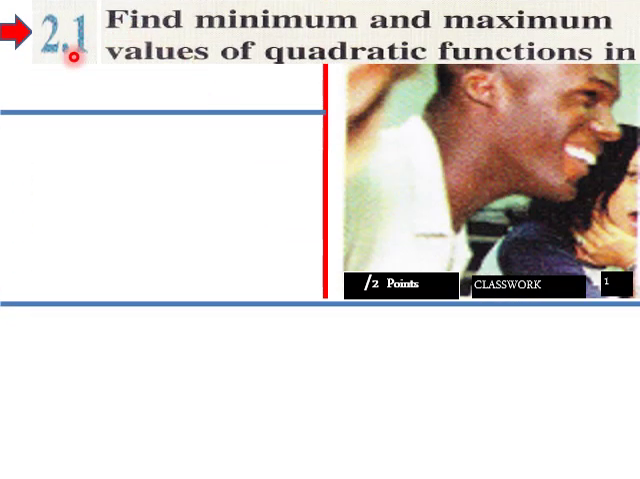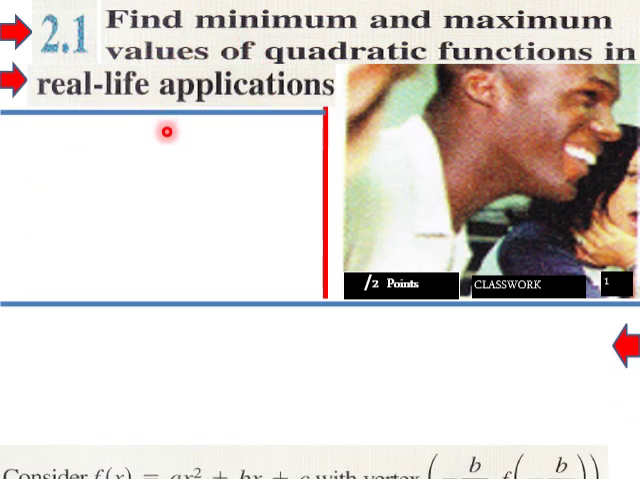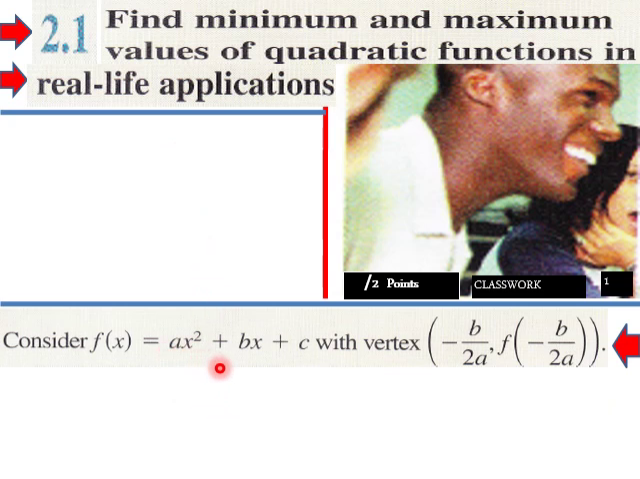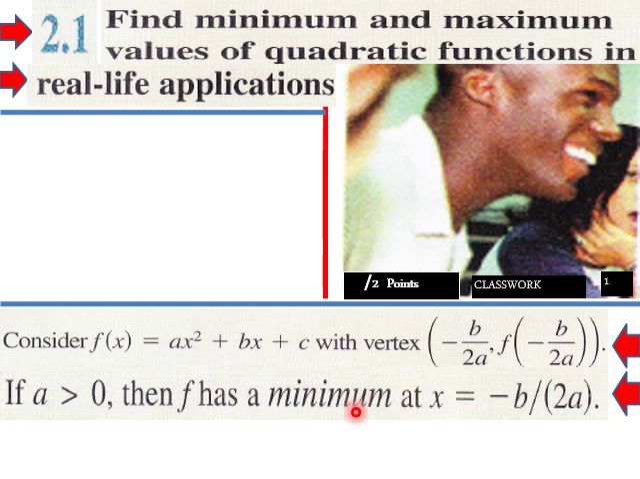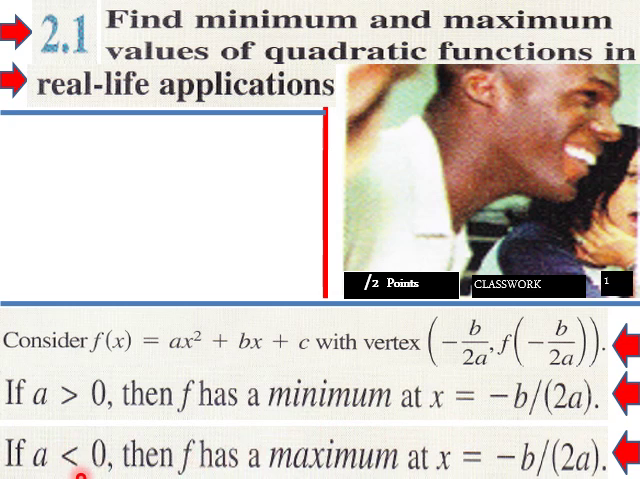Okay, into our review and summary of Chapter 2, section 2.1. We'll find minimum and maximum values of quadratic functions in real-life applications. So consider f of x equals ax squared plus bx plus c, with your vertex at x equals negative b over 2a. Then you plug this into f to get your y coordinate for that. If a is greater than 0, then f has a minimum at x equals negative b over 2a. And if a is less than 0, then f has a max at x equals negative b over 2a.